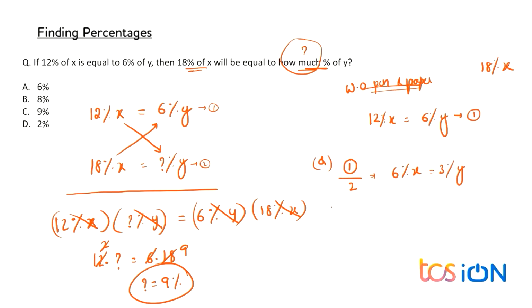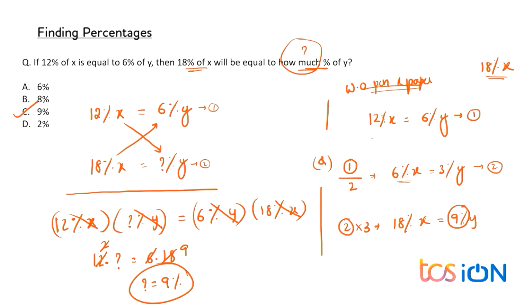Now if you observe, how much do I require? 18% of x. I already have 6% of x. So can I say that if I multiply equation 2 by 3, I will get 18% of x? So 18% of x is now how much? 3% of y into 3 will give me 9% of y. So that is just 9%. This you can definitely do in your mind.